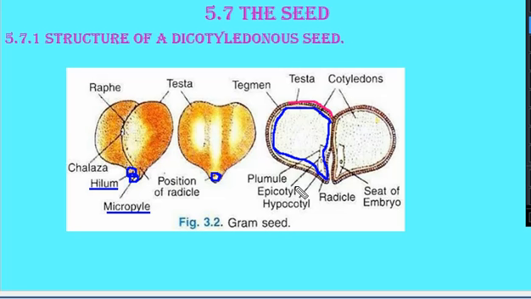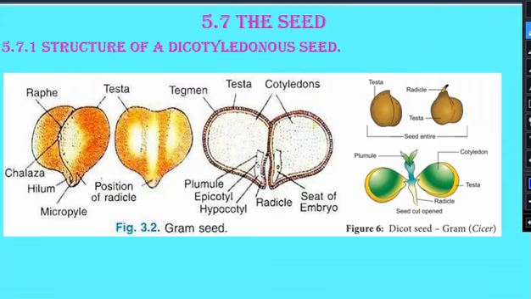Then the seed also consists of an embryo. The embryo consists of an embryonal axis. So this is the germinating seed that I have taken here, and this is the embryonal axis. This embryonal axis consists of a plumule. This plumule will develop into the shoot system, and this is a radicle. Radicle will develop into the root system.